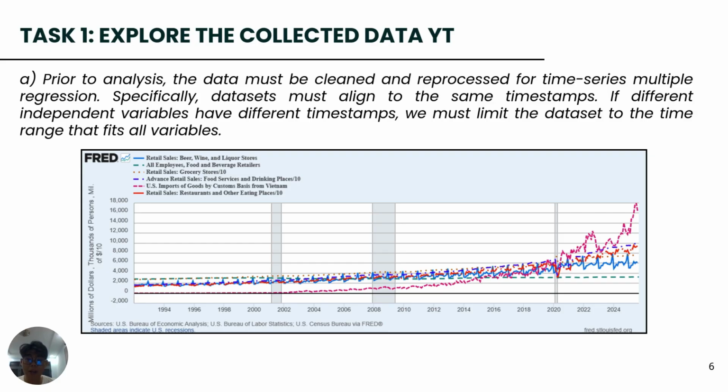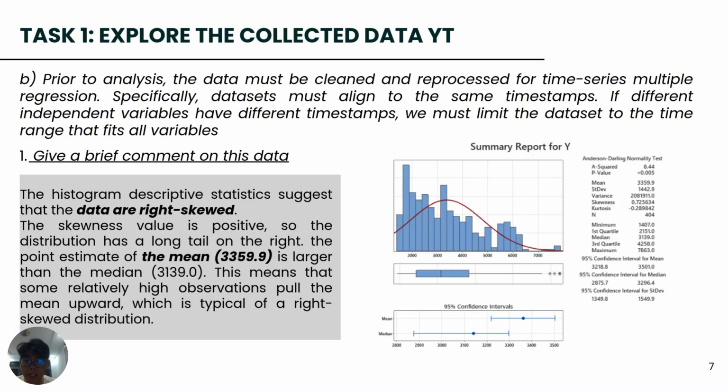First, let's look at our data source. We collect the data on retail sales of beer, wine, and liquor stores from the FRED database. The timeline is from 1992 to 2025. Before analyzing, we had to clean the data. The most important step was to make sure all data sets align with the same timestamp so we could run the regression model correctly.